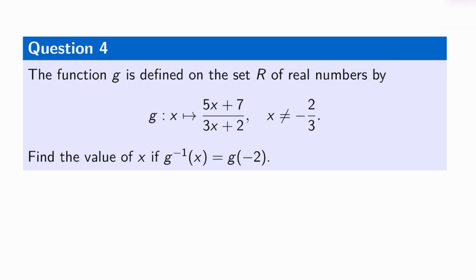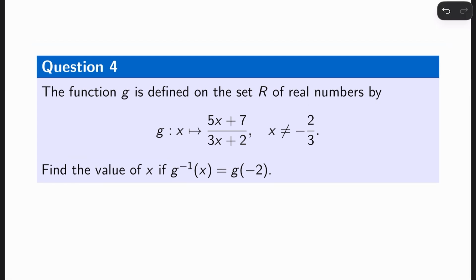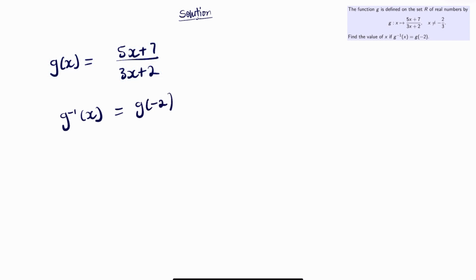Question number 4. The function g is defined on the set R of real numbers by g(x) = (5x + 7)/(3x + 2), where x is not equal to -2/3. Find the value of x if g inverse of x is equal to g of -2. Solution. Here we have g(x) defined as (5x + 7)/(3x + 2). So our focus is to find the value of x such that g⁻¹(x) is equal to g(-2). So let's first compute g(-2).